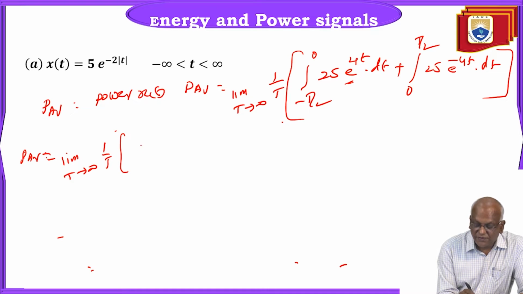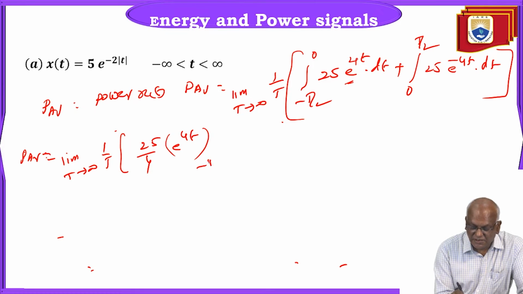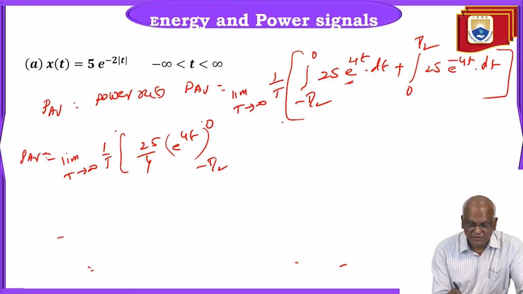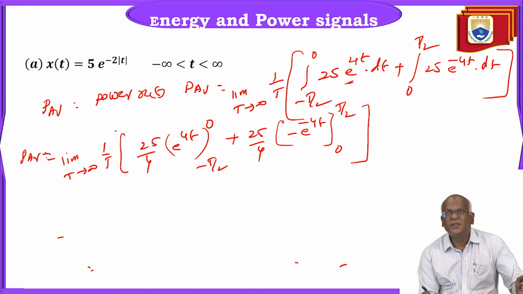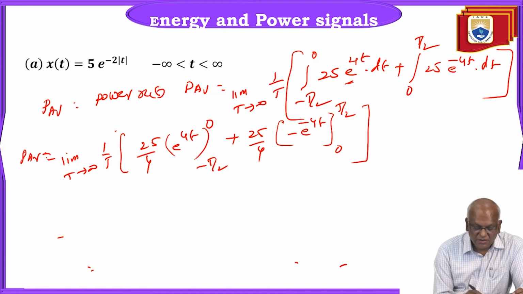25 by 4 e power 4t, with limits minus t by 2 to 0, plus 25 by 4 times minus e power minus 4t, with limits 0 to t by 2. This is the given problem, these are the given equations.